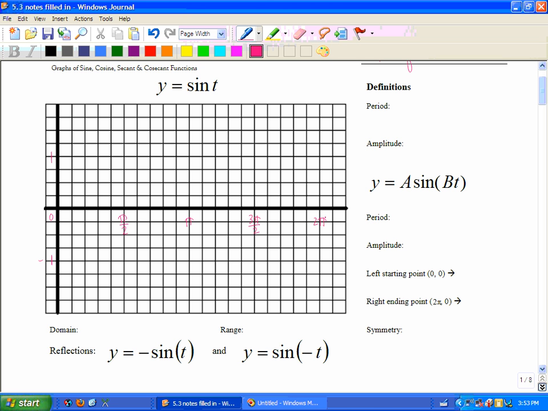So these are periodic functions, which means they repeat, and so a period is the length of the smallest part that repeats. And then the amplitude is the distance from the middle of the graph to the top or bottom of the graph.